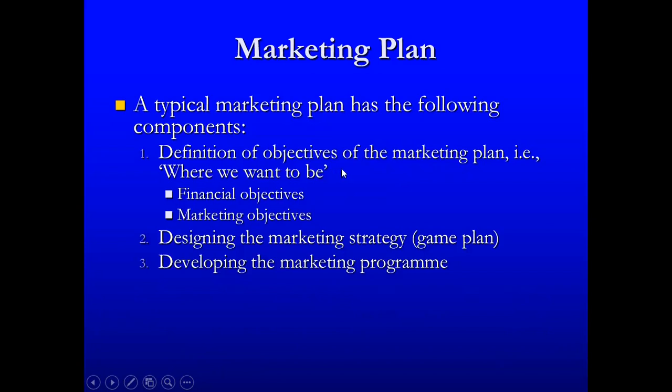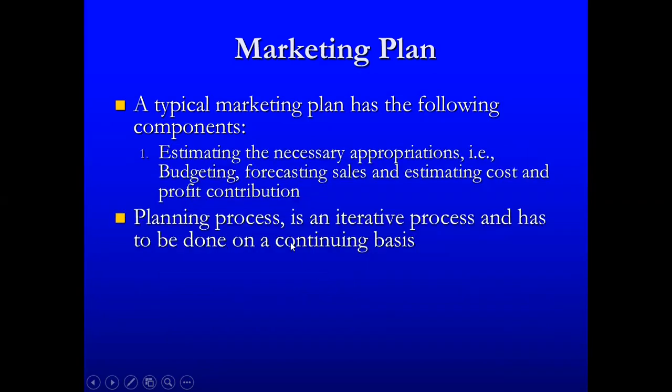Then there is definition of objective of marketing plan, that is where we want to be, and the objectives include financial objectives and marketing objectives. Then there is the actual game plan. Then we develop the marketing program. And finally, we do budgeting, forecasting, estimation of cost and profit contribution. So this planning process is an iterative process and has to be done on a continuing basis.